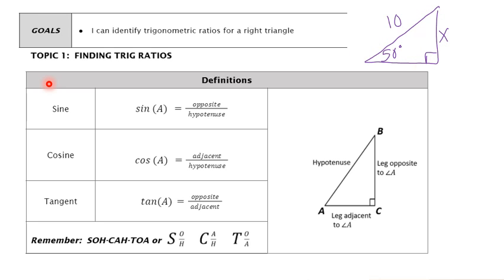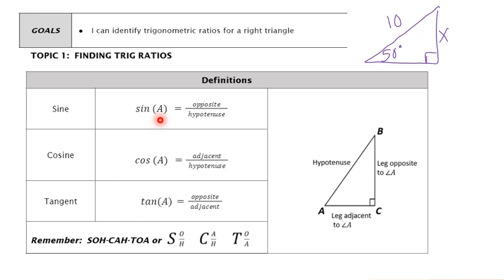Okay, so the three ratios we're going to talk about are sine, cosine, and tangent. And these are actually just relationships within a right triangle. So these, a lot of times, we treat as like a ratio or a function. So you're going to find that we use abbreviations. So sine, we abbreviate with SIN. Cosine with COS, and tangent with TAN.